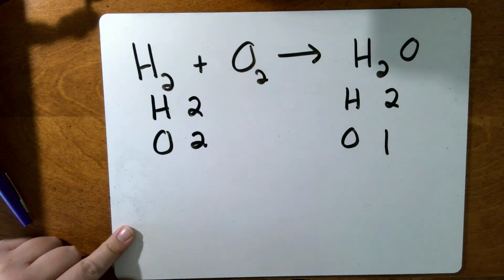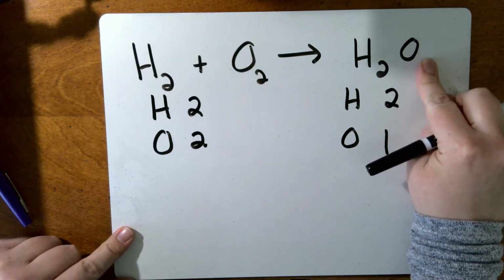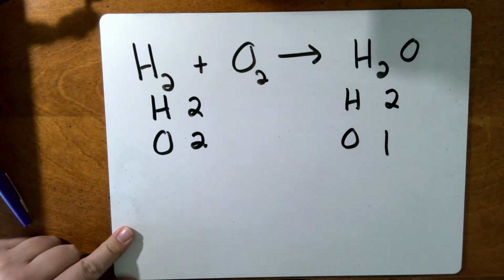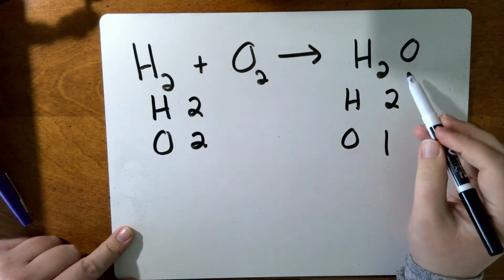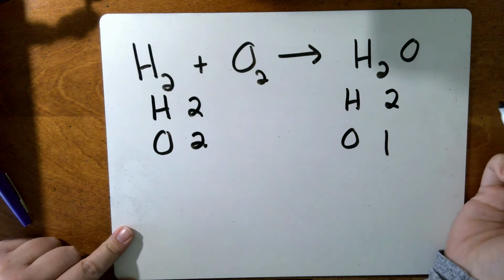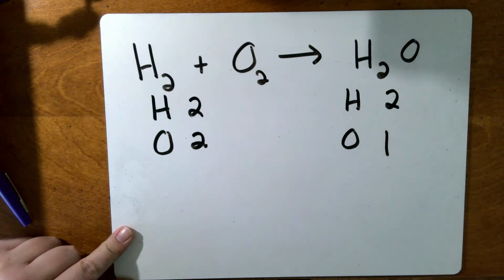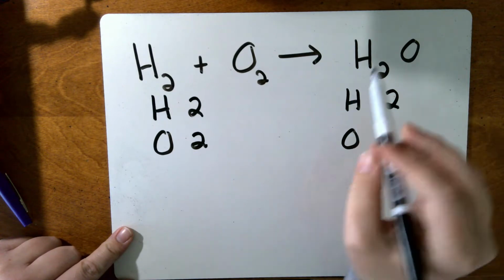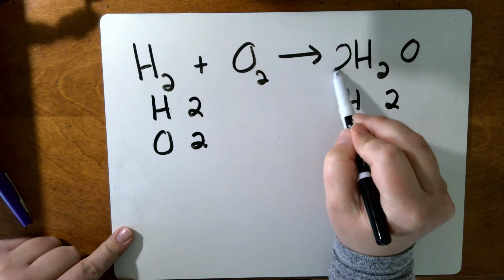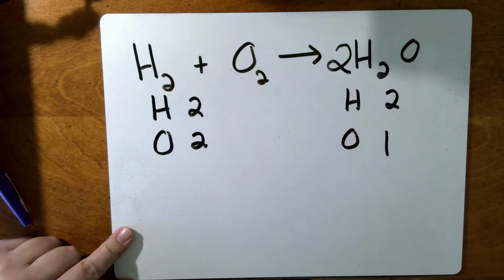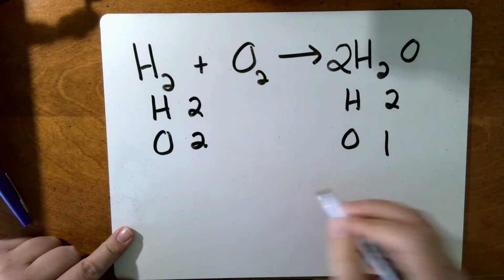Now you might be tempted to say, oh, well, I'll just put a 2 here. No, you can't do that. You can never change a subscript because when you do, you change the identity of the substance. So H2O is water, H2O2 is hydrogen peroxide. So we can't change the subscript. Instead, we're going to use coefficients to change the number of molecules. So I'm going to put a 2 in front of H2O. And when I do that, that means that I have 2 water molecules.